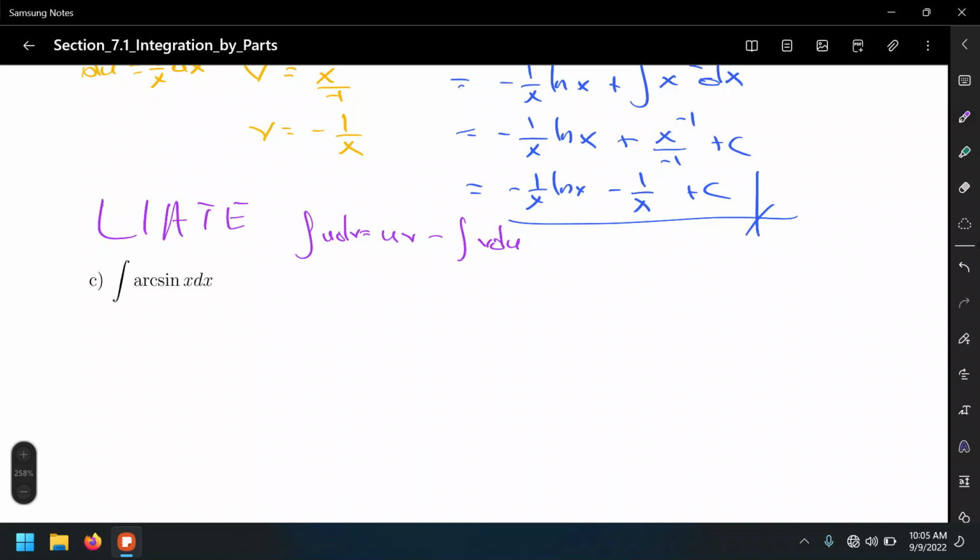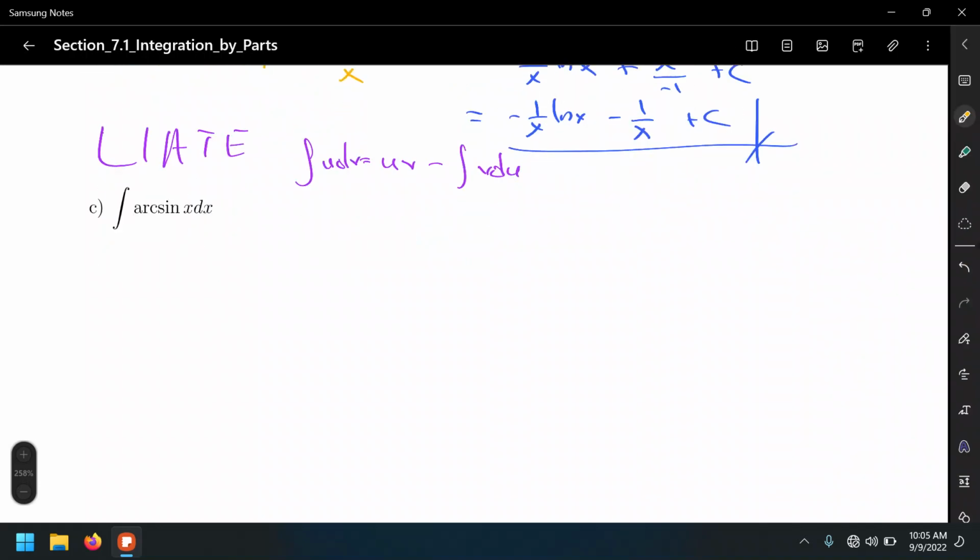Okay, so let's see. What do we have for a letter C? Integral of arcsine of x. Number one, L. Do we have logarithmic functions? No. What's next? I. What does the I stand for? Inverse trigonometric function. Do we have any? Yes, so that's u equals arcsine of x.